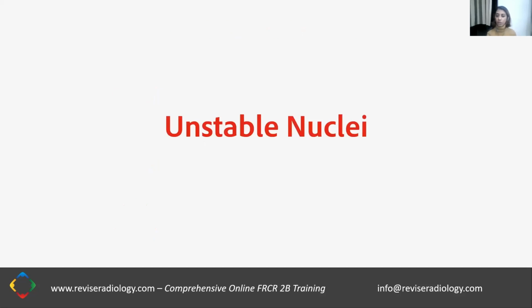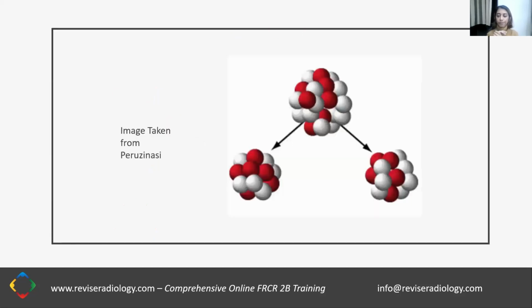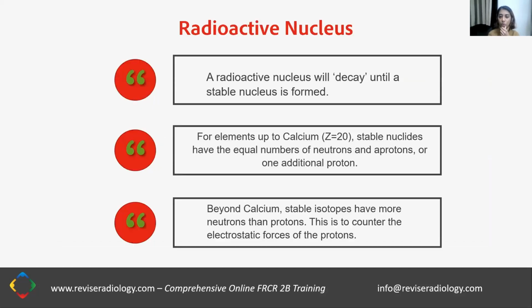So what happens to an unstable nucleus? If a nucleus consists of neutrons and protons in a configuration that is unstable, it will repeatedly decay into smaller nuclei until these nuclei reach a stable configuration. So a radioactive nucleus will decay until a stable nucleus is formed.